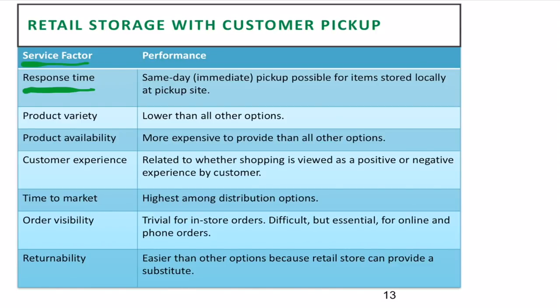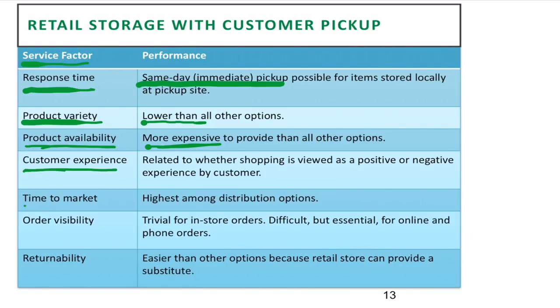Because retail stores are much closer to customers, sometimes you could have same day pickup if that product or item is already available at the store. Product variety is going to be lower compared to all other options. And product availability, this is going to be more expensive if you compare this with any other distribution network design. These products need to be available at every retail store, and that sometimes could be difficult. Sometimes customers may face a stock out, and those items are either sold out or not available. Customer experience obviously depends on whether customers are more comfortable doing online shopping or they like to shop at a store.